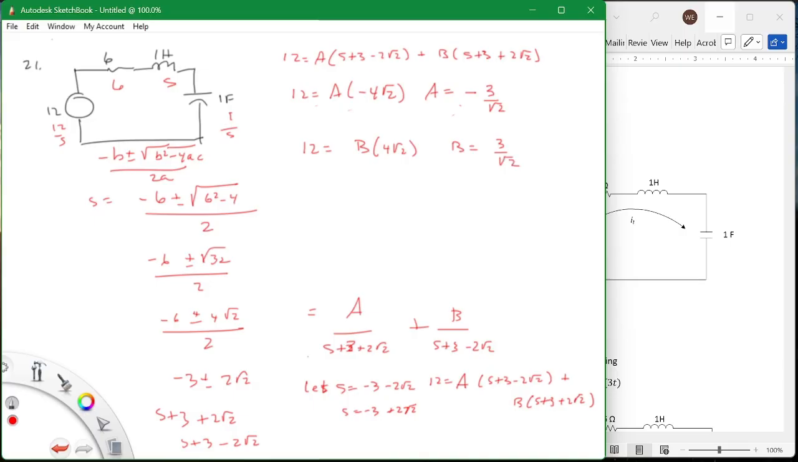All right? So your final answer is what? It's equal to A, which is minus 3 over square root of 2, e to the minus 3 plus square root of 2, t, that's minus 2 times square root of 2, t, plus 3 over the square root of 2, e to the minus 3 minus square root of 2, t.